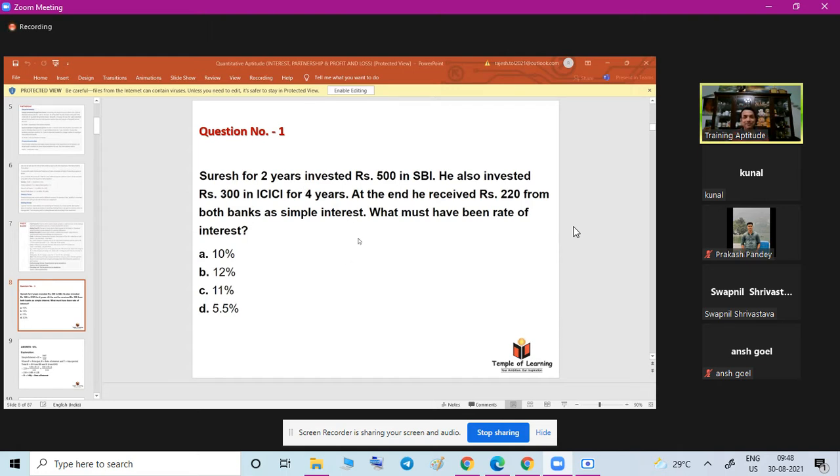Question number one. Suresh for 2 years invested 500 in SBI. He also invested 300 in ICICI for 4 years. At the end, he received 220. What must have been the rate of interest?